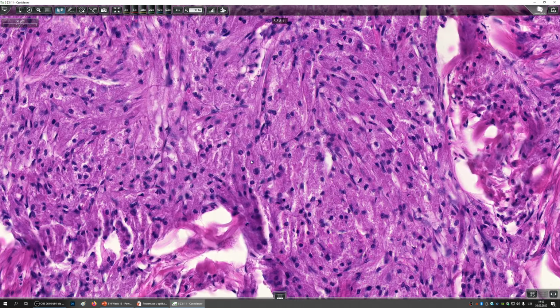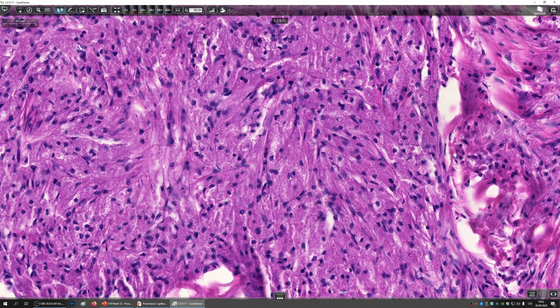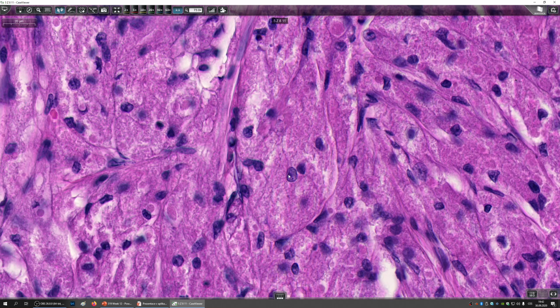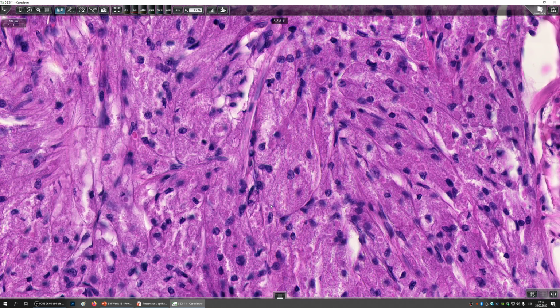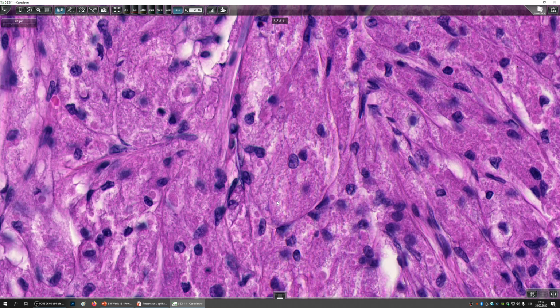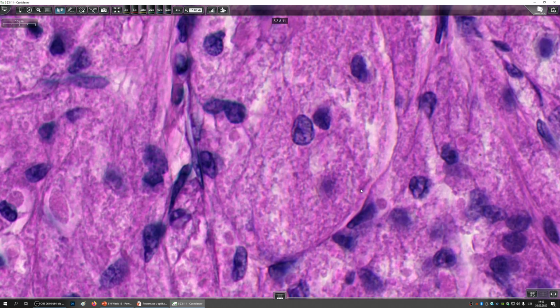We zoom closer and we see that it's made up of very uniform cells with very small and regular nuclei, with fine chromatin and a small nucleolus. And this tumor has a very ample cytoplasm which contains granules. These are some kind of secretory granules. They don't contain adrenaline and noradrenaline like pheochromocytoma. Remember, this is not a pheochromocytoma, but it has a very similar cytoplasm, quite ample.